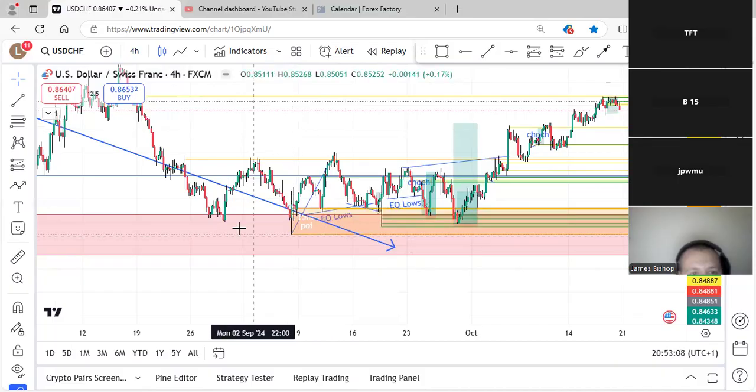So obviously this one here touches the zone, doesn't break here. It tests the 15-minute high for me, this line. It wicks above it, but it doesn't body close.